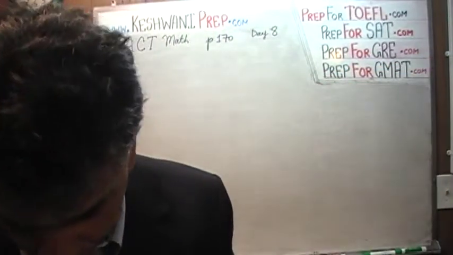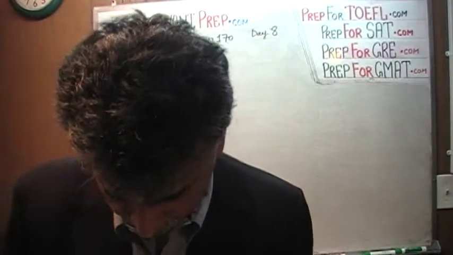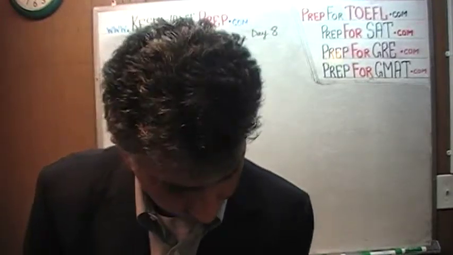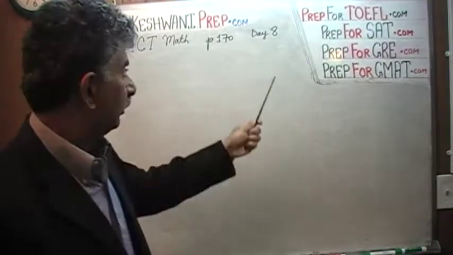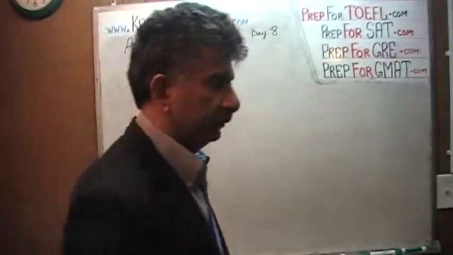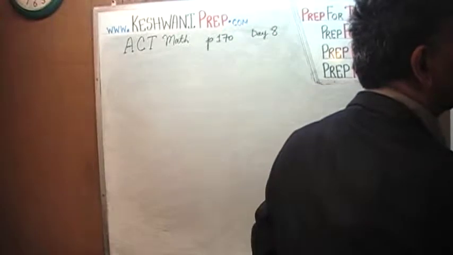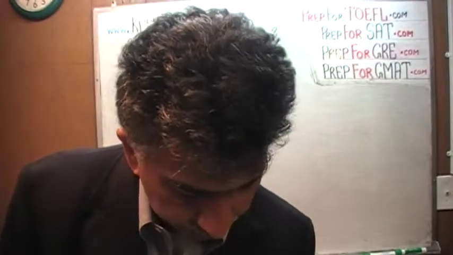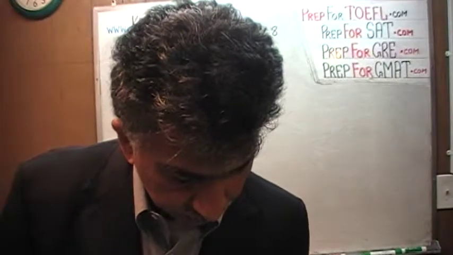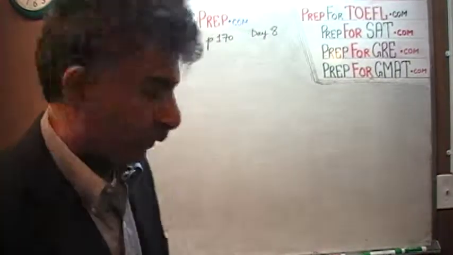The problems that we're about to solve are the ones that you will find on page number 170. Please turn to it, page number 170, and today is our lesson number 8. Very first problem there, it says the length L in meters of a spring is given by the following formula.